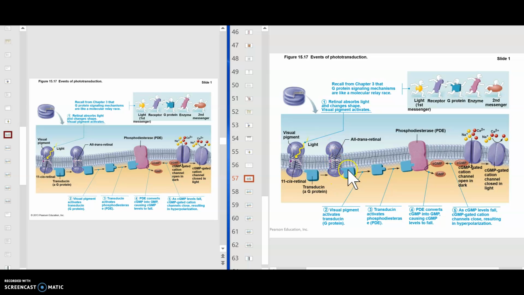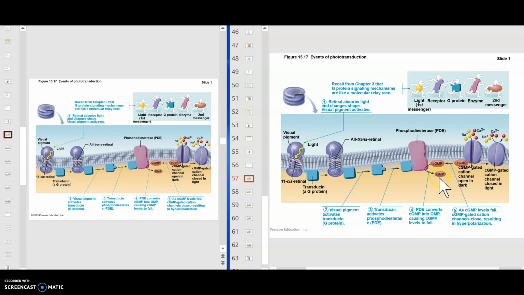Okay, so now it can attach. This then activates the G protein. The G protein then can go and combine with something called phosphodiesterase. Phosphodiesterase is an enzyme that can break down cyclic GMP into GMP.